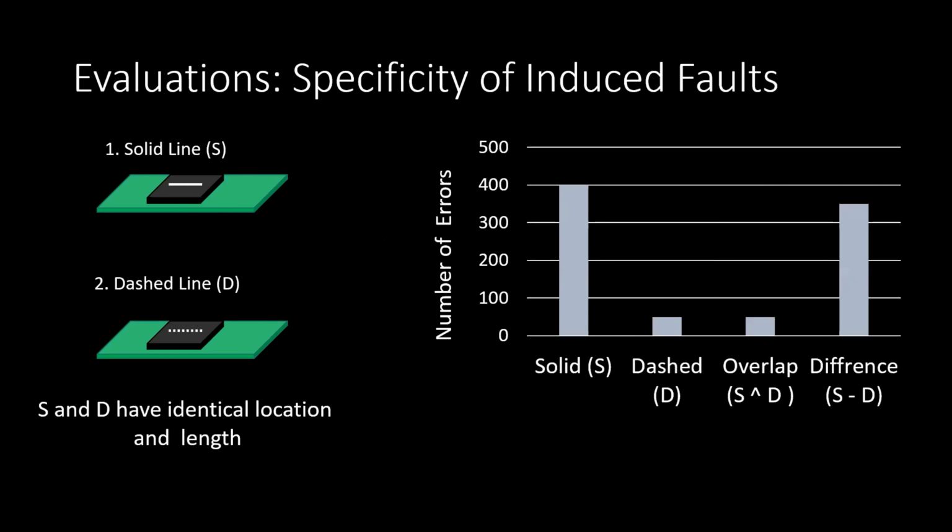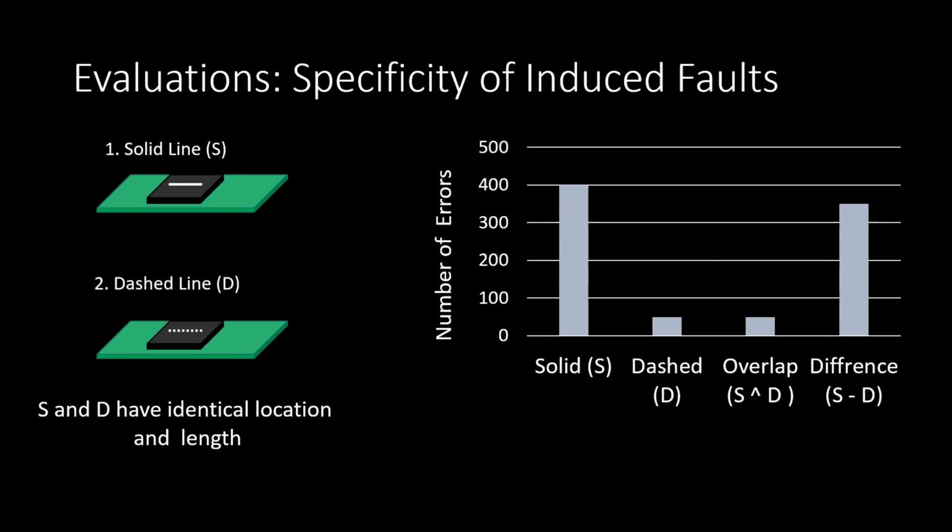And to test that, we did this really interesting experiment. We drew a solid line first on the chip, and then we drew a dashed line. Both lines have identical locations and length, right? So as you can expect, since the dashed line has less power incident on the chip, it will have fewer errors. The solid line had about 400 errors, the dashed line had about 50 errors.